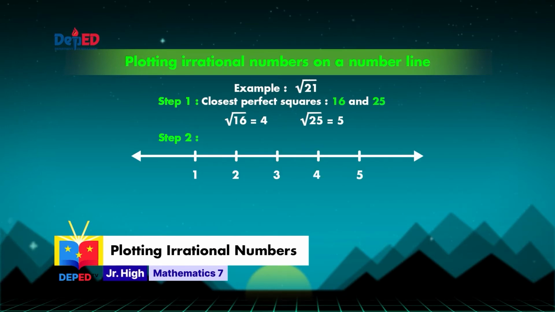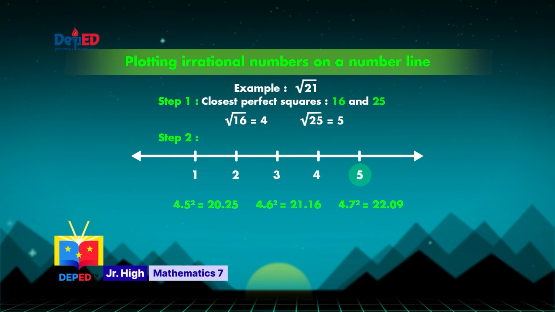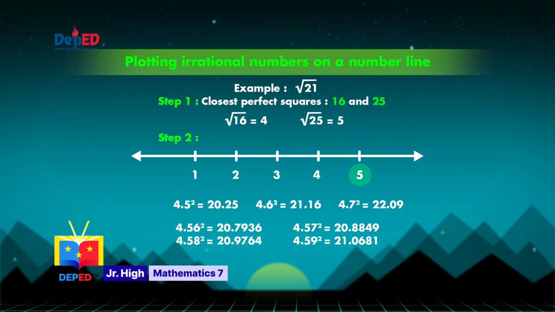Step 2. 21 is closer to 25 than to 16. So the square root of 21 is closer to 5. Since it is closer to 5, we may have 4.5, 4.6, and 4.7. If we square these, we can see that the value of 21 is between the squares of 4.5 and 4.6. If we square this, 21 will be closest to the square of 4.58.